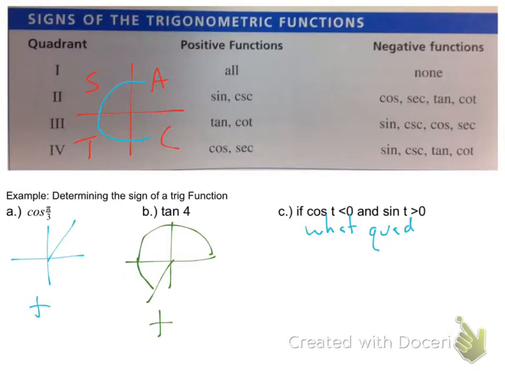For the last problem here, I would make a little graph and shade. Where is tangent less than 0? Or not tangent, cosine, sorry. Where is cosine less than 0? What quadrants? 2 and 3. Where is sine positive?